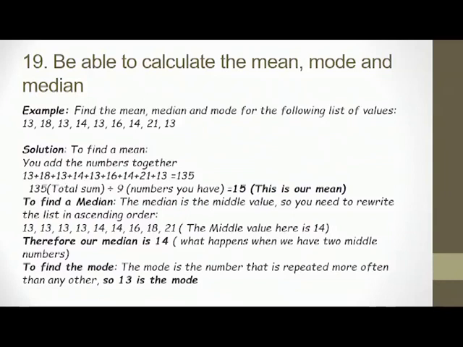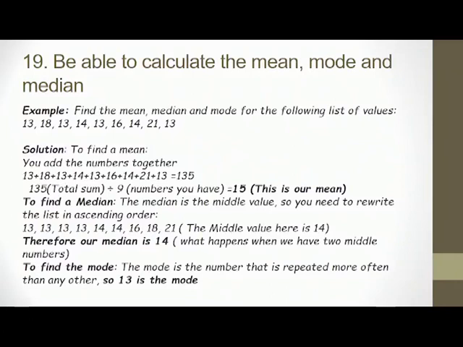Now from that total sum, you need to calculate the mean. You divide the total sum by the total number of scores that you added together. The total numbers you have there are 9. So the total sum is 135, then you divide it by the total numbers that you have, which is 9, and then you get your mean, which is 15.